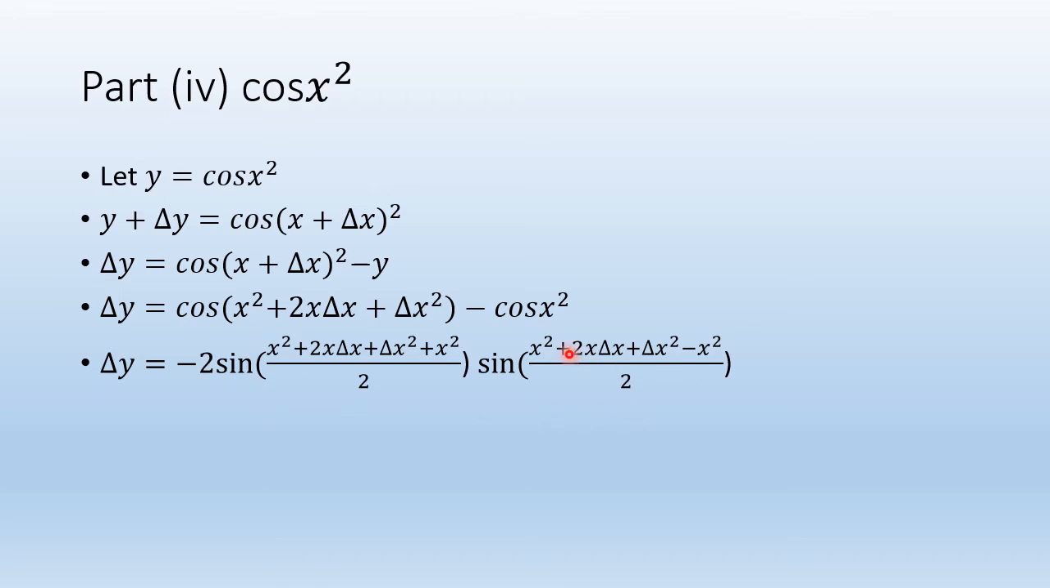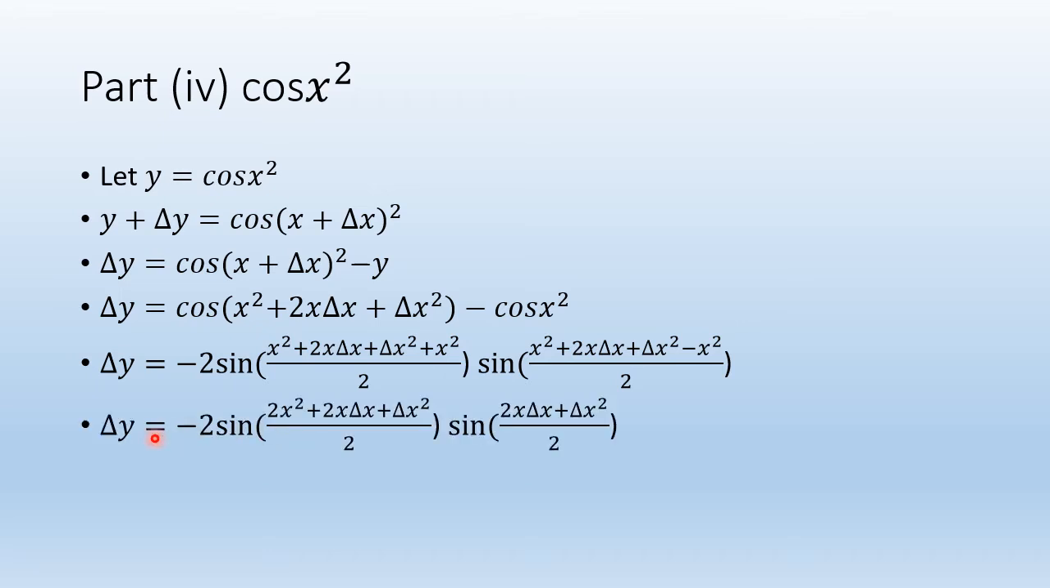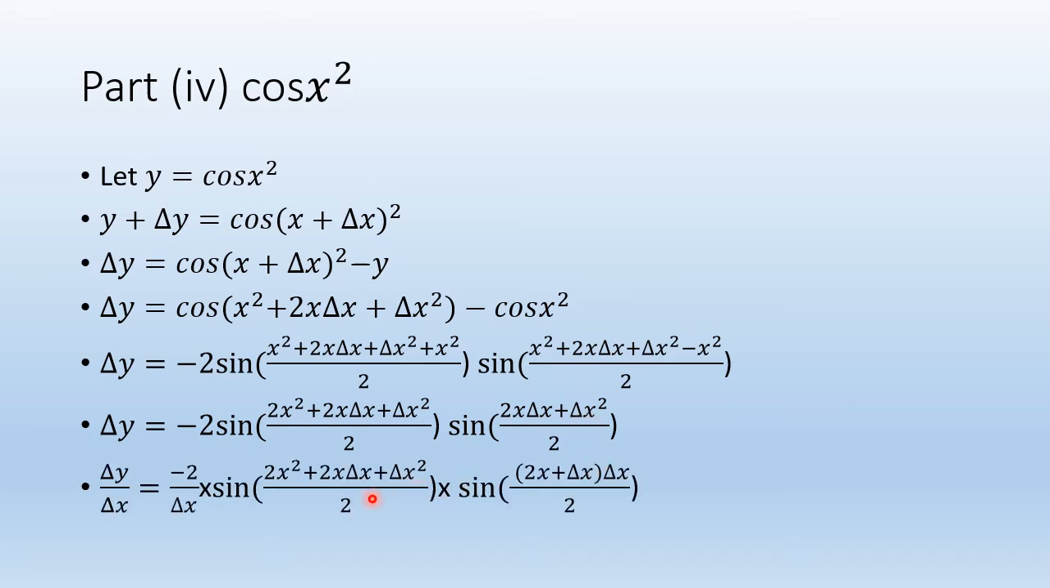So let's simplify it. This x square and x square got cancelled. This x square got added to this x square and we have this shape. Del y is equal to minus 2 sine of 2x square plus 2x del x plus del x square by 2 and sine of 2x del x plus del x square by 2. You can see we can take a del x common from here. So we write it like this.